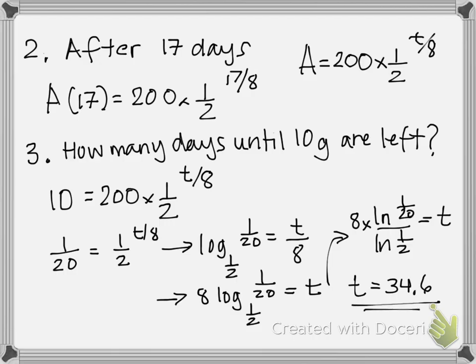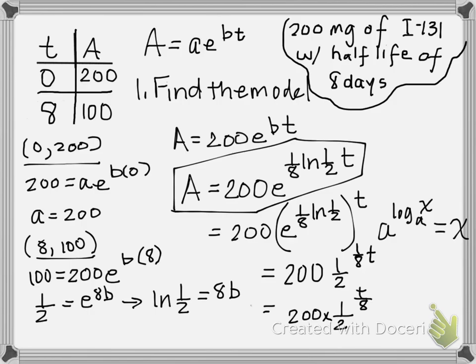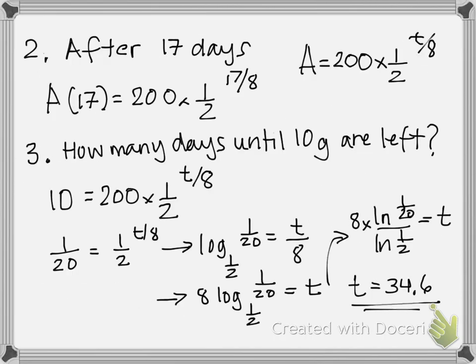Okay, so that is how we can address a half-life problem, and then we have the 3 parts to it. One is find the model in my form, a times e to the b x, or t, as the case may be, and then we have, given a number of days, how much is left, and then we have, given an amount left, how many days does it take? So those are the 3 things that could be asked, and you should be able to do all 3 of those.